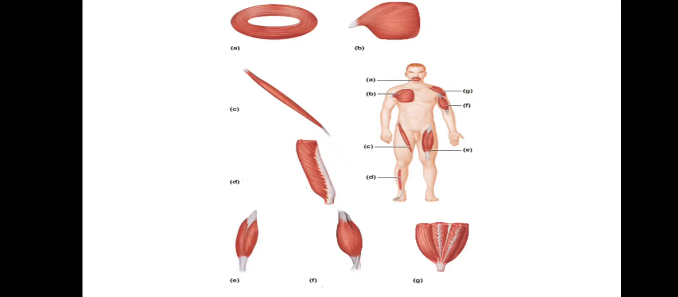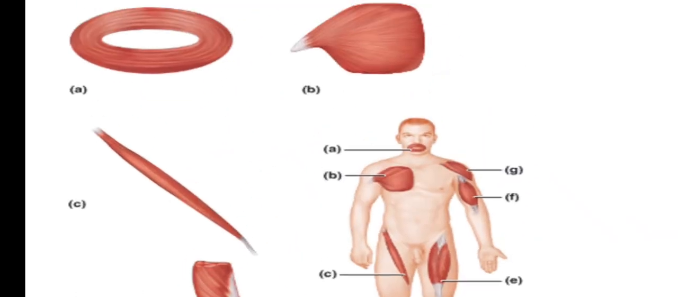Okay, let's see. So what do we have here? This is, of course, the circular muscle. Then what do we have here, the one on the chest there? We said pectoralis major. It has got a broad origin, then it's converging at one end. For example, this one, A, becomes the orbicularis oris muscle because it's on the mouth. If it was on the eye, it becomes the orbicularis oculi muscle.